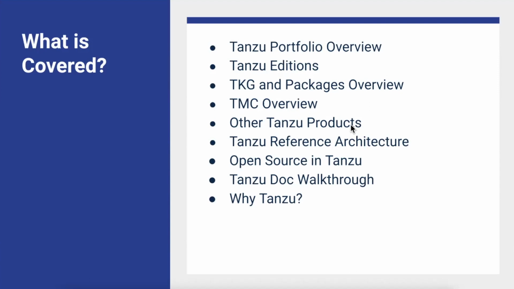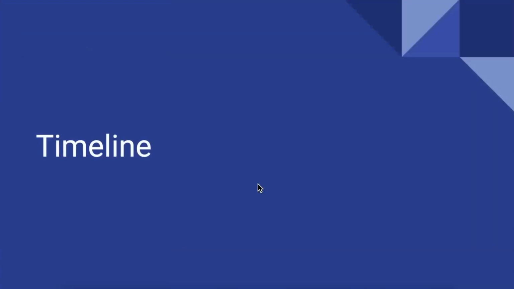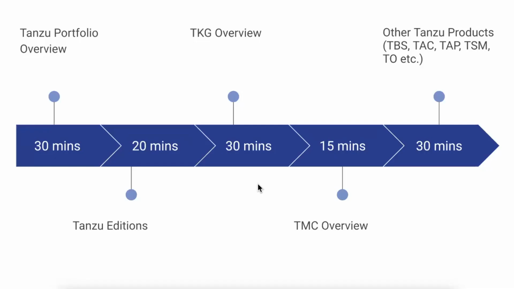We're going to talk about it. We'll also talk about the reference architecture of the Tanzu portfolio of products here. And also there are several open source projects in the Tanzu portfolio, which we'll talk about. There are different documents within the Tanzu documentation for different products. I'll try to make it simple for you so that you can go through the documentation quickly. And then finally, we are going to talk about why Tanzu. So we are going to go through around, I think, an hour and a half to talk about all this.